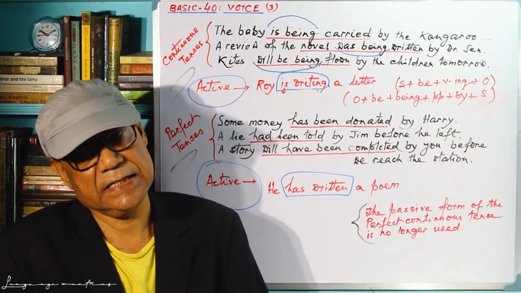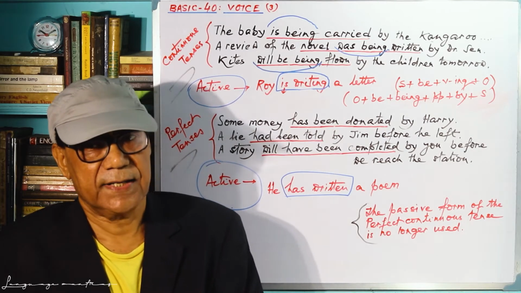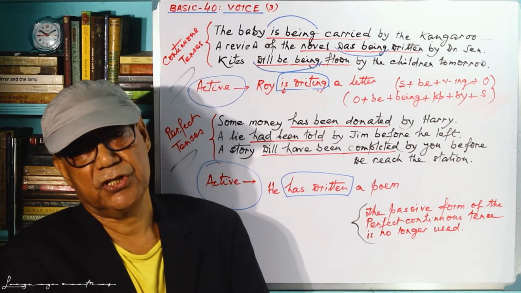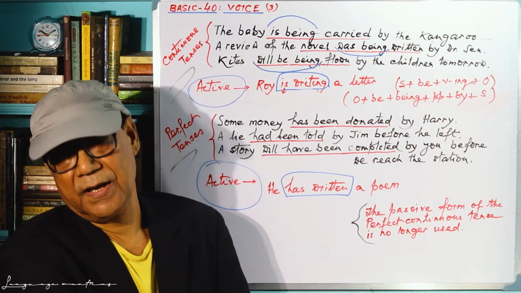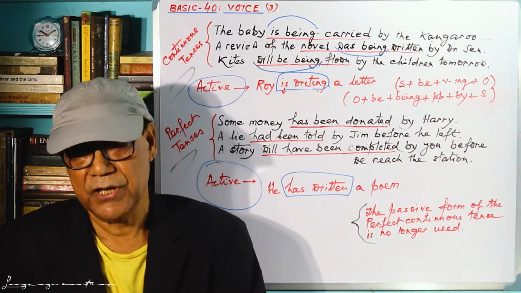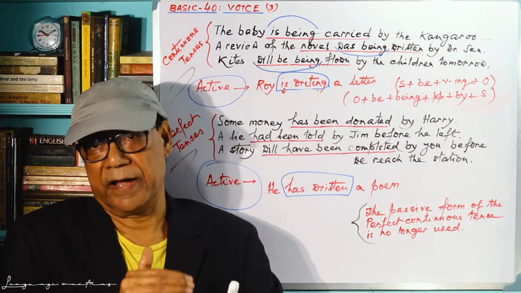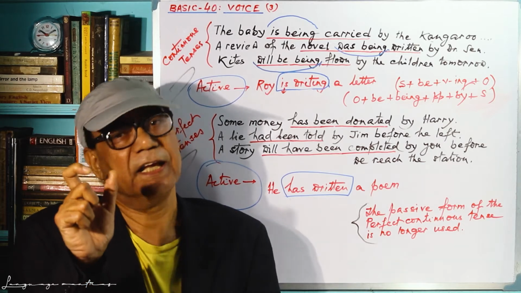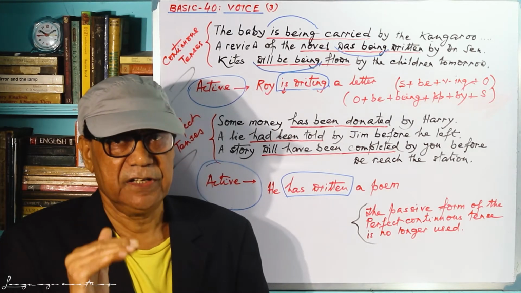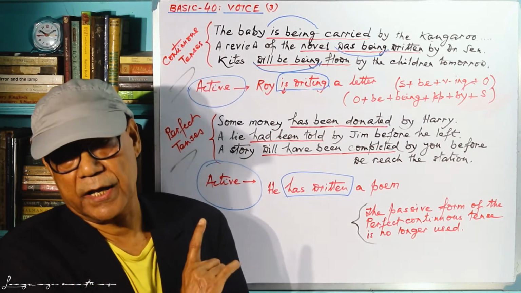If you make it a simple present tense, it will become Roy writes a letter. In that case, we have seen a letter is written by Roy. And now Roy is writing a letter. That means a letter is being written by Roy. Remember this, in the continuous tense it will be being written. A letter is being written by Roy.